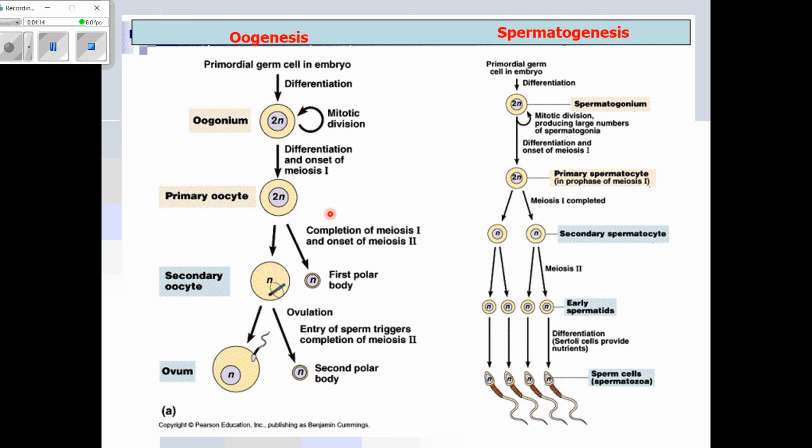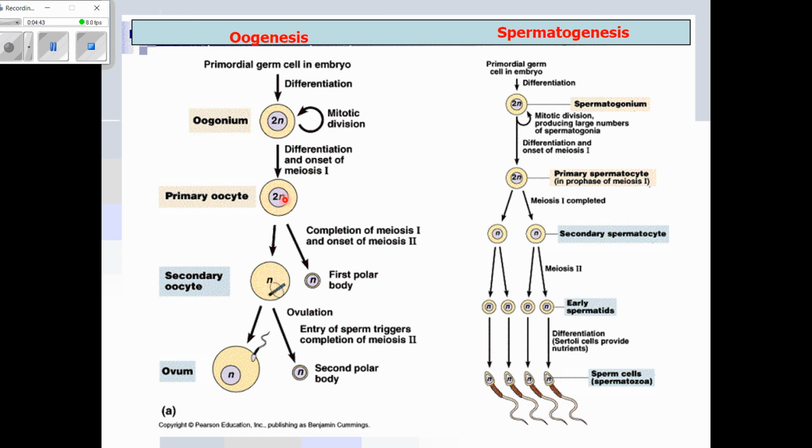And then just a little bit of clarification about polar bodies. The image that I used before was a little simplistic. This is a little more accurate. So in women, the primary oocyte, when it undergoes prophase 1, metaphase 1, anaphase 1, telophase 1, and it splits through cytokinesis, in actuality, it's a very unequal splitting of the cytoplasm.